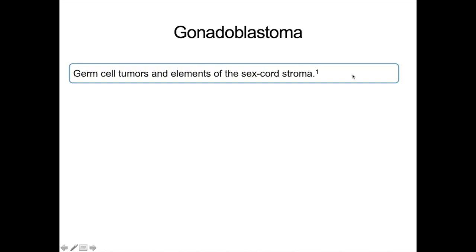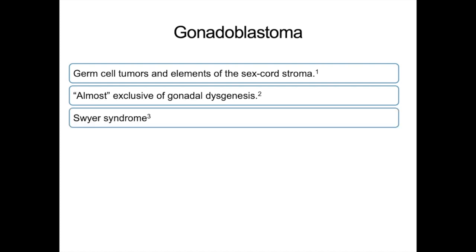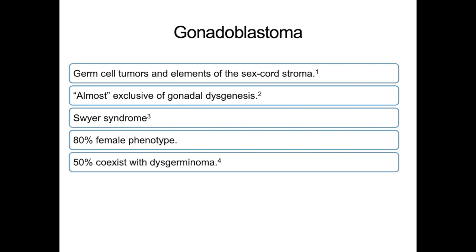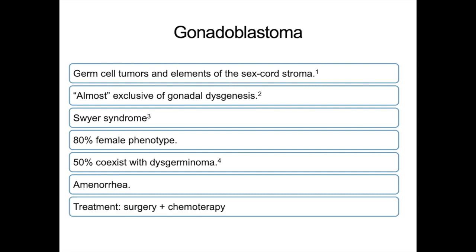A few words on gonadoblastoma: it has germ cell tumors and elements of the sex cord stroma. It is almost, but not just, exclusive to gonadal dysgenesis. And don't forget the correlation with Swyer syndrome. In 80% the phenotype is female, and in 50% it coexists with dysgerminoma. The clinical presentation is amenorrhea, and the treatment is surgery and chemotherapy with excellent prognosis.